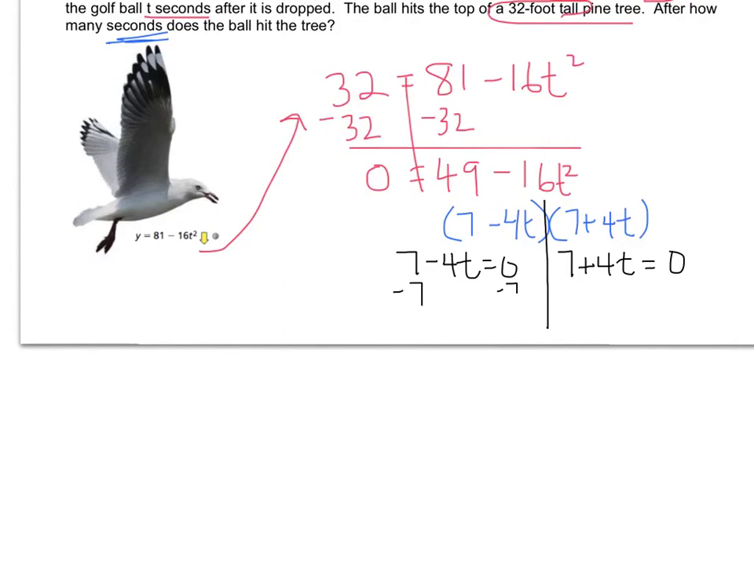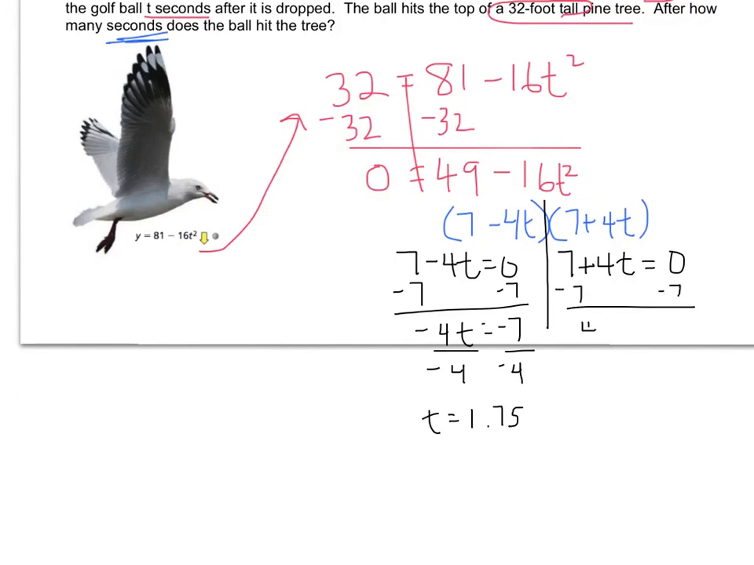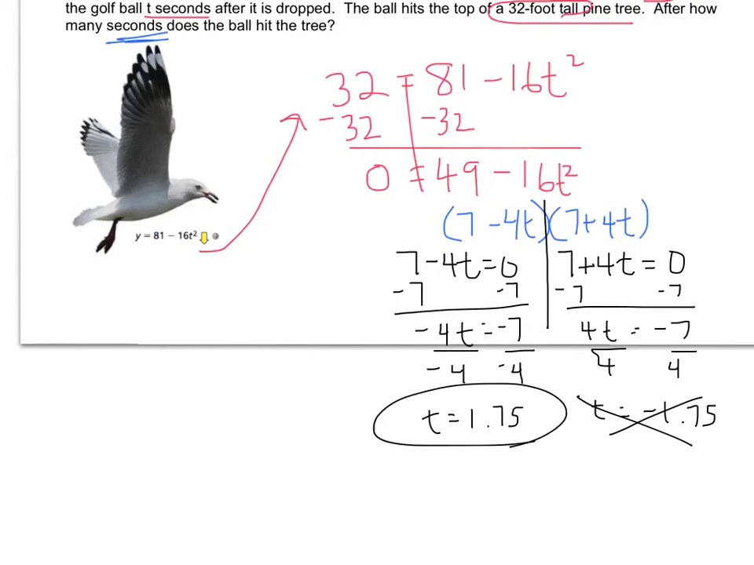So I'll solve this one. And that is, I'll do it as a decimal, that is 1.75, and 4t, that is negative 1.75. So that clearly is a ridiculous answer because you can't have negative seconds. So the answer must be 1.75 seconds.